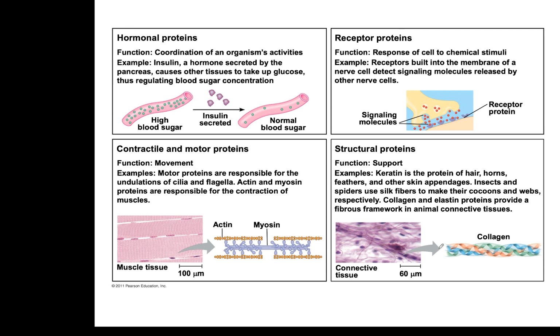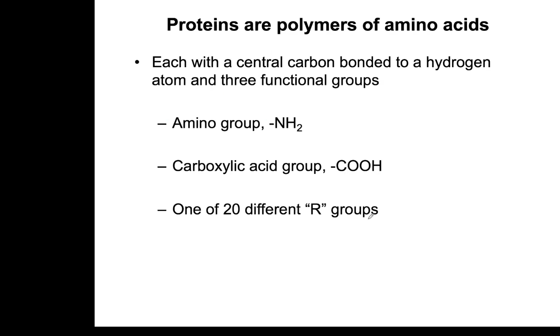Also structural protein such as collagen. For example, keratin is the protein of hair, horns, and feathers. And in the case of collagen, it provides a fibrous framework in animal connective tissue. So protein really shows many important functions.